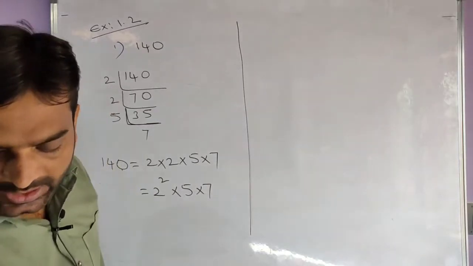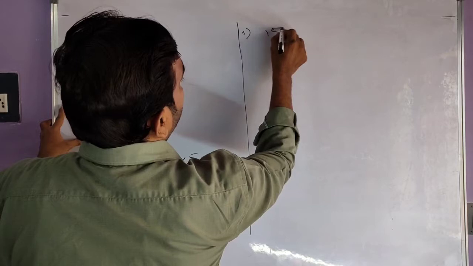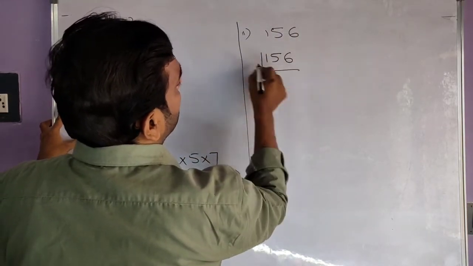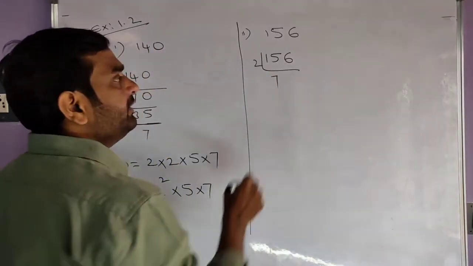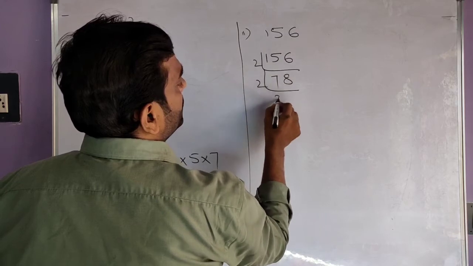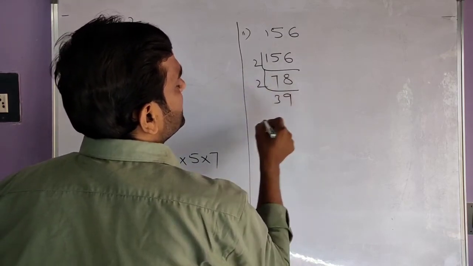In the same way, another one is given: 156. Same process. 2 sevens are 14, 16 remaining. 2 eights are 16. 2 threes are 6, 18 remaining. 2 nines are 18.